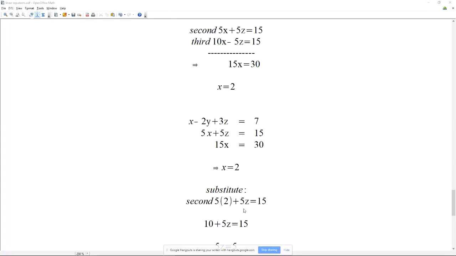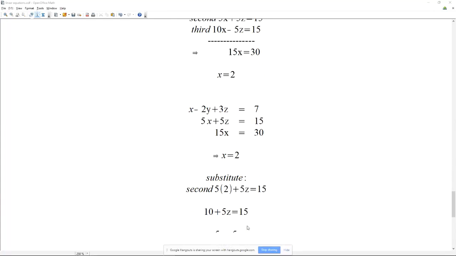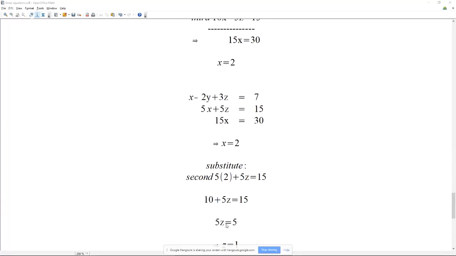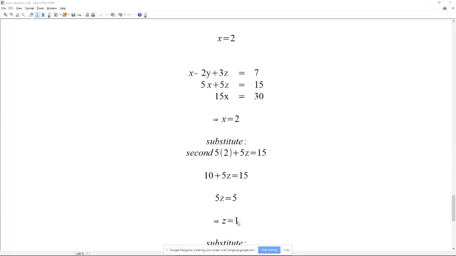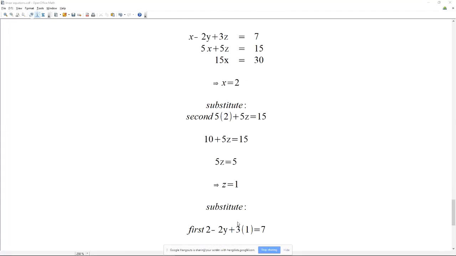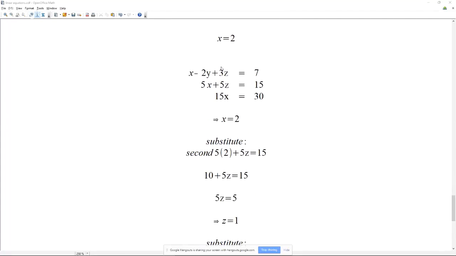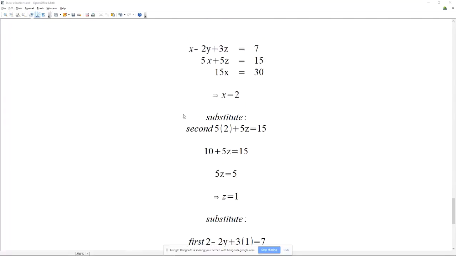I get 10 plus 5z equals 15. I then move the 10 over here. 5z equals 5. z equals 1. Now I've got 2 variables that I know. Now I back substitute again. In this case, I go back to the top equation, because I already know x and I already know z. Now I can find y.